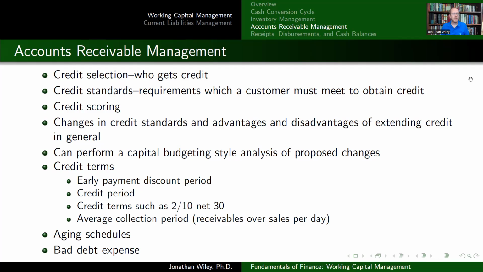Now, when you are extending credit as a business, you do get to set the credit terms. So you're going to be able to set things like an early payment discount period. So you could tell your customer, hey, if you pay within a certain number of days, you can take a discount. You can pay a little bit less. You can also then specify that overall, you have to pay within a certain length of time. So if you pay within a certain number of days, you can take a discount, but at the end of the day, you have to pay within the specified credit period. So you get to set that too. How long do they have to pay to get a discount? When do they have to pay total, and so forth.